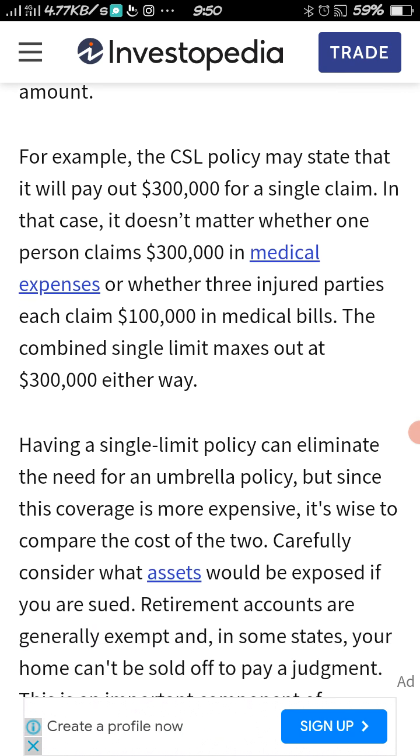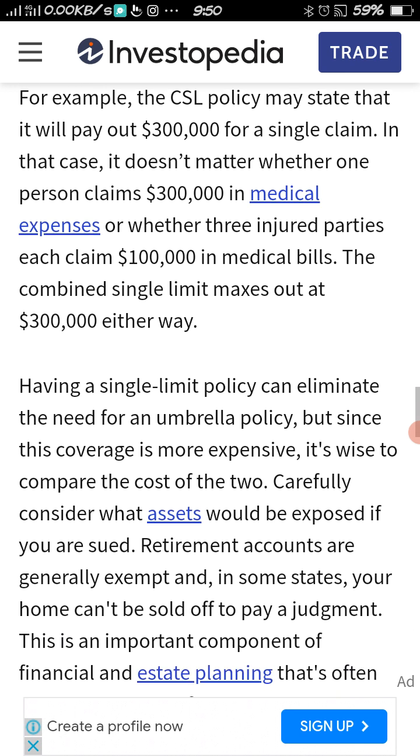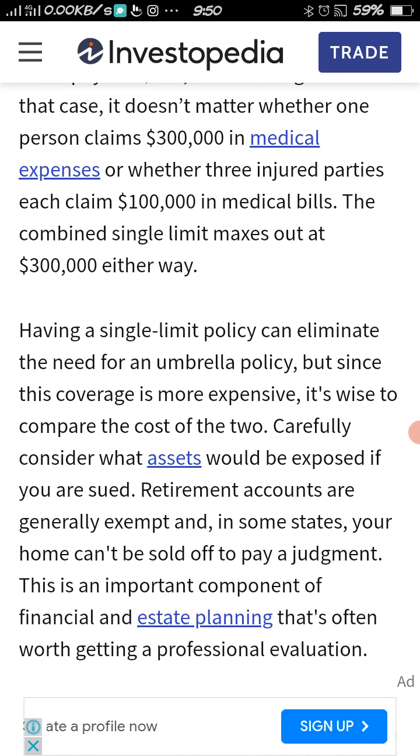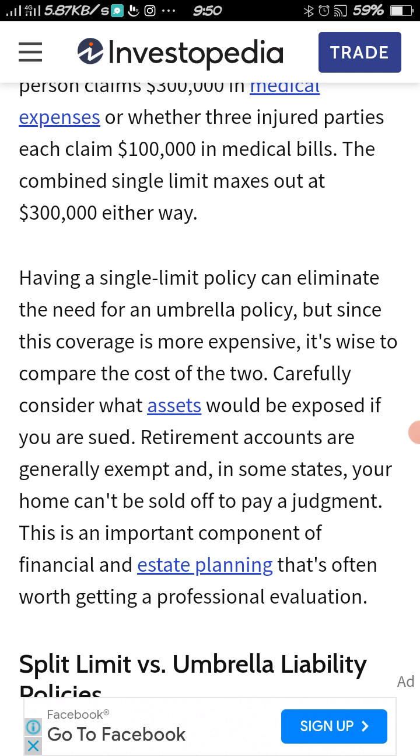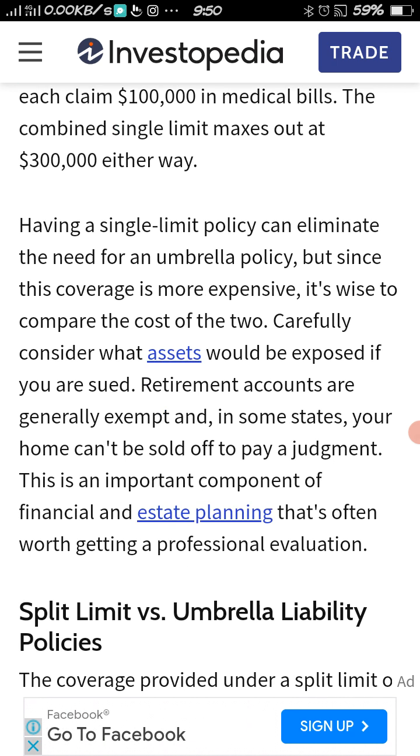Having a single limit policy can eliminate the need for an umbrella policy, but since the coverage is more expensive, it's wise to compare the cost of the two. Carefully consider what assets would be exposed if you are sued. Retirement accounts are generally exempt, and in some states, your home can't be sold off to pay a judgment. This is an important component of financial and estate planning that's often worth getting a professional evaluation.